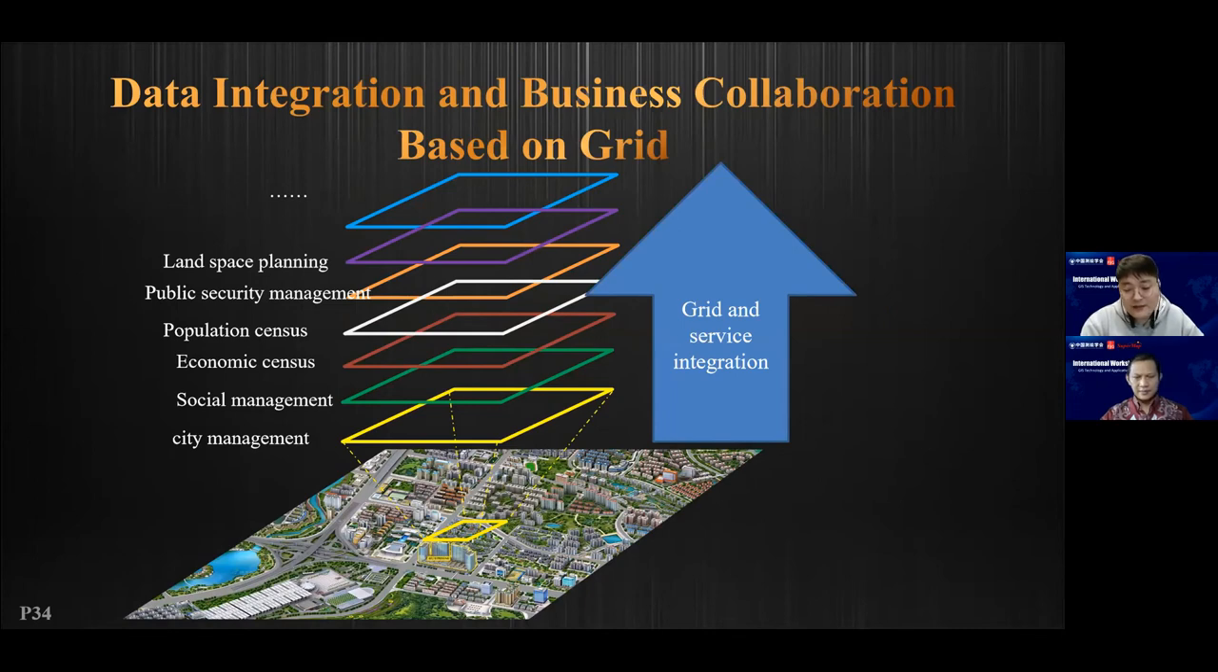The grid management is a kind of administrative management reform, relying on the unified urban management and digital platform. The urban management area is divided into unit grids according to certain standards. By strengthening the inspection of components and events of the cell grid, a separation form of supervision and disposal is established. It can be used in different areas, such as land space planning, public security management, population sensors, the economic sensors, and so on.